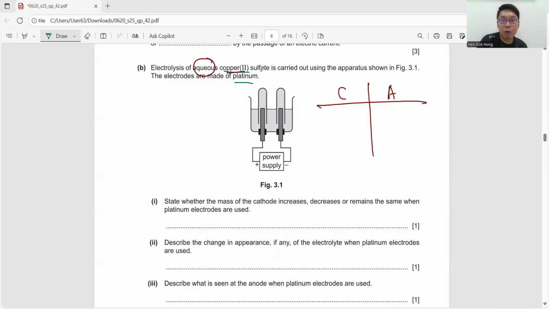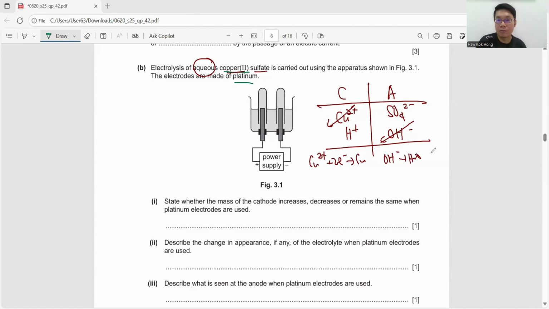So this is aqueous copper sulfate. We know we have the copper cation as an ion, and then since it's aqueous, it has H+ and OH-. In normal situations, we will choose copper because it's less reactive, and OH-. So this is the balanced equation. State whether the mass of cathode will increase, decrease, or remain the same. So cathode will form more copper metal. That's why it confirms it increases.